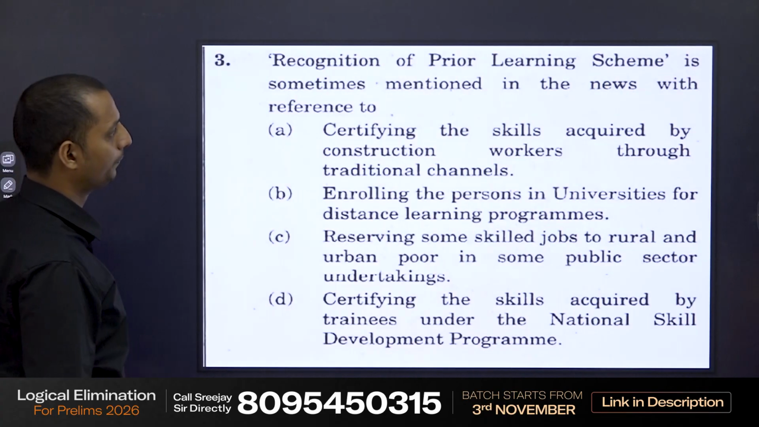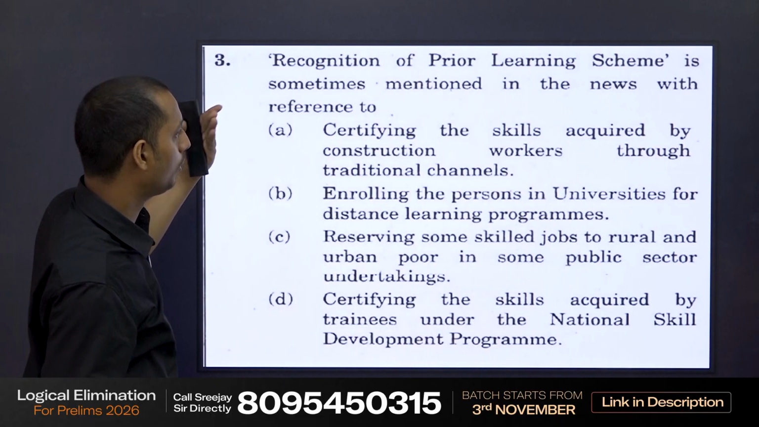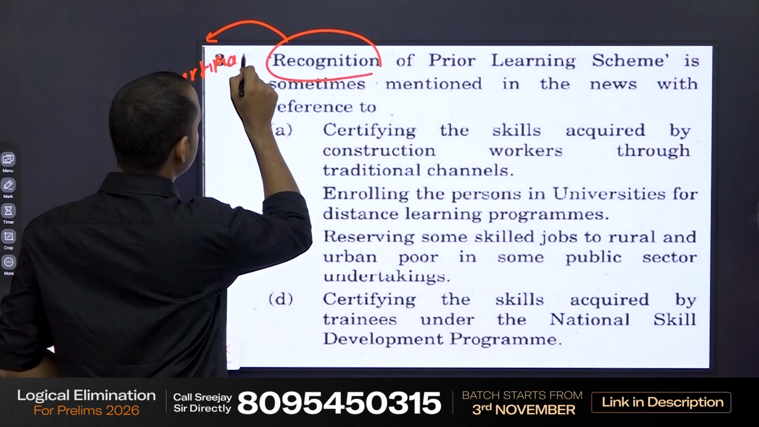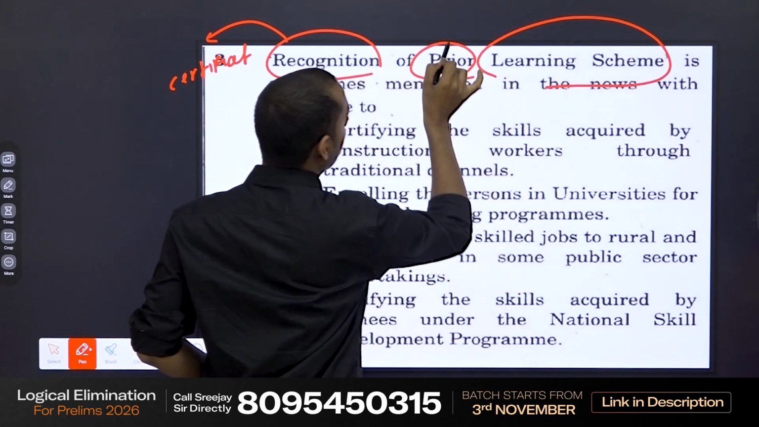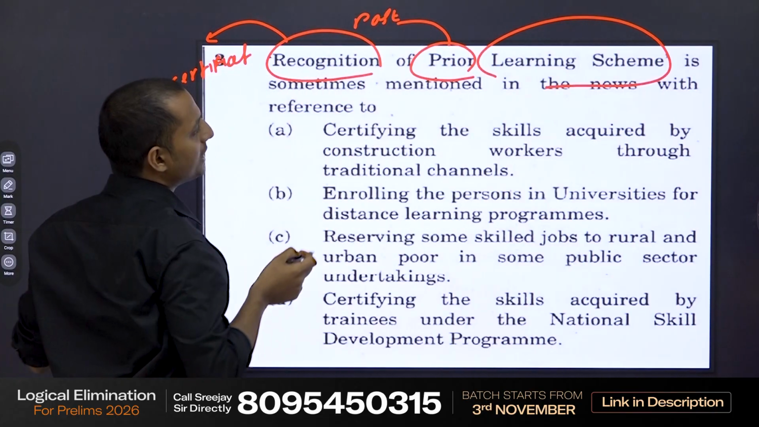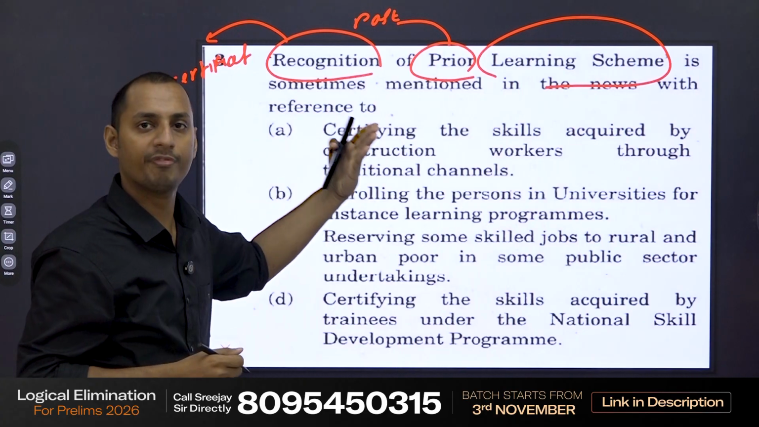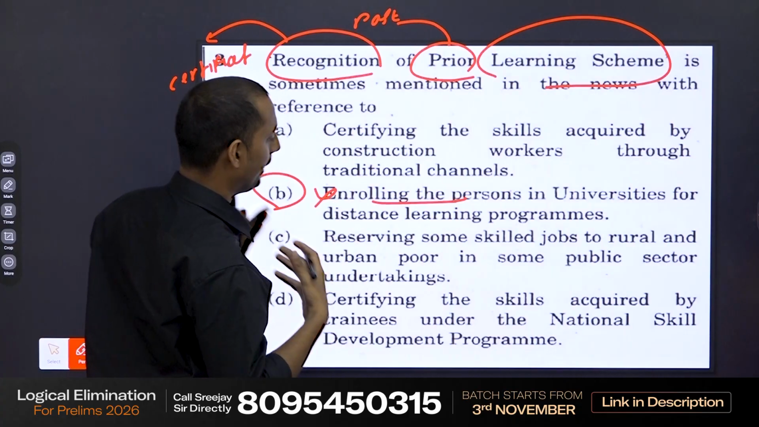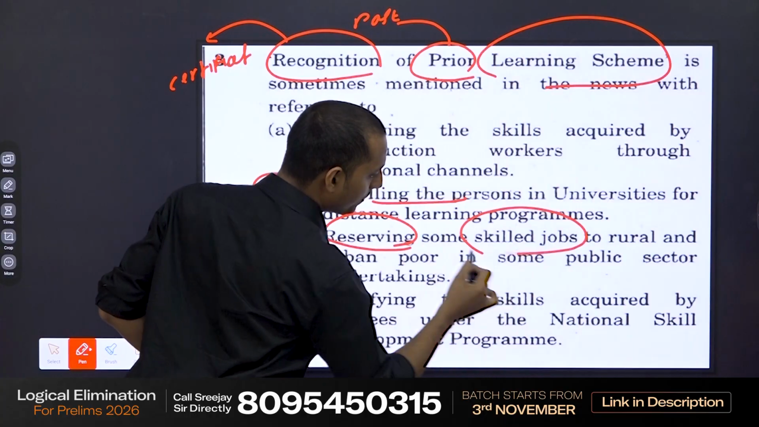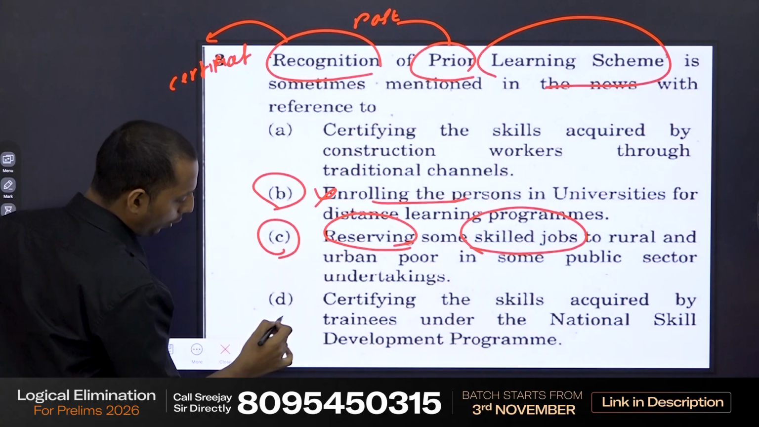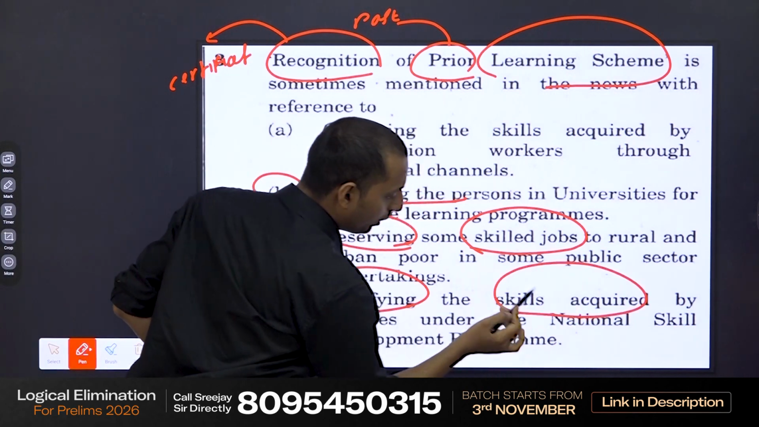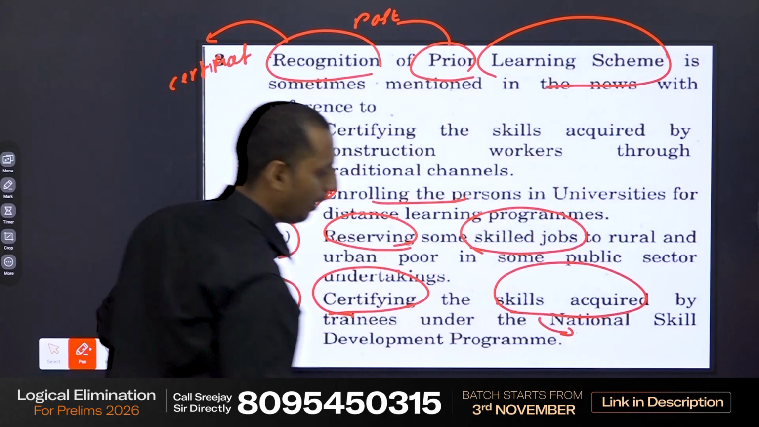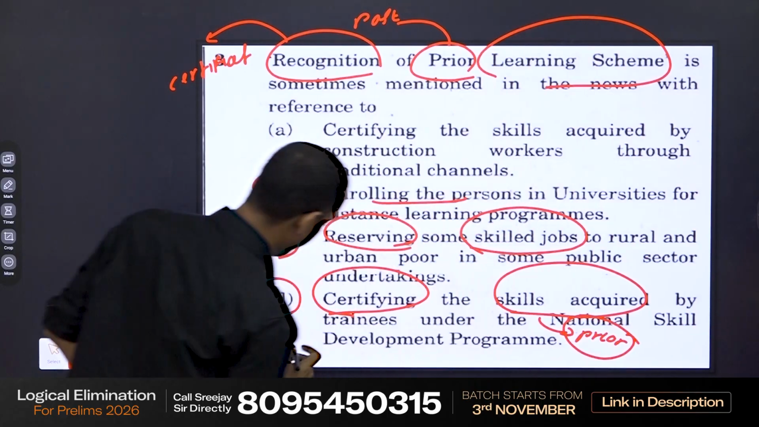Now, moving on to the next question: recognition of prior learning scheme. Go for the term first. What are we looking for? There has to be some kind of recognition, some kind of certification, of a prior learning scheme. So what does prior mean? Prior means something in the past, right? So they are basically recognizing or certifying a past skill of an employee or some person. Option B talks about enrolling people in universities who do not have any prior experience. Option C talks about reservation of some skilled jobs, which does not have any recognition or certification of prior skill. Option D talks about certifying the skills acquired. Here they don't have any prior skills, right? They are basically certifying new skills. Even though the word certification is there, does the employee have any previous skills? No. Therefore, we can eliminate option D as well.